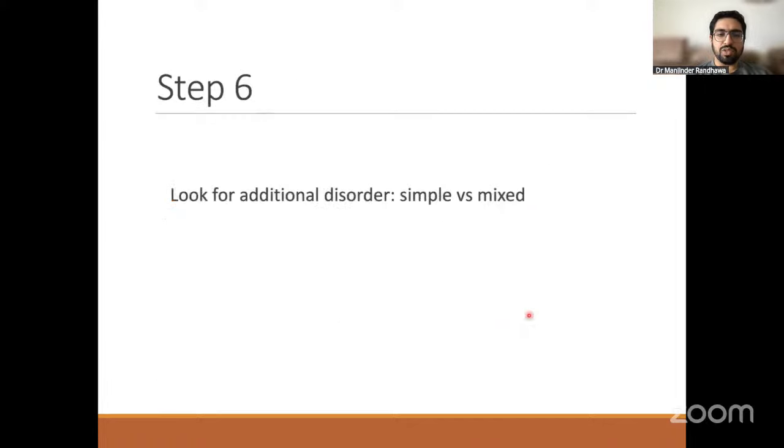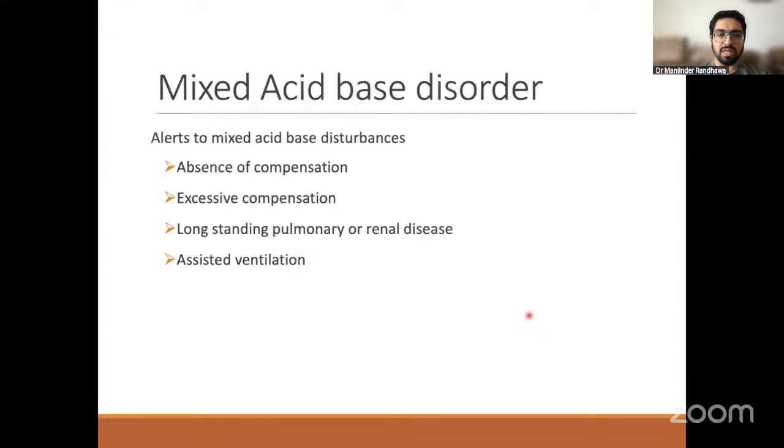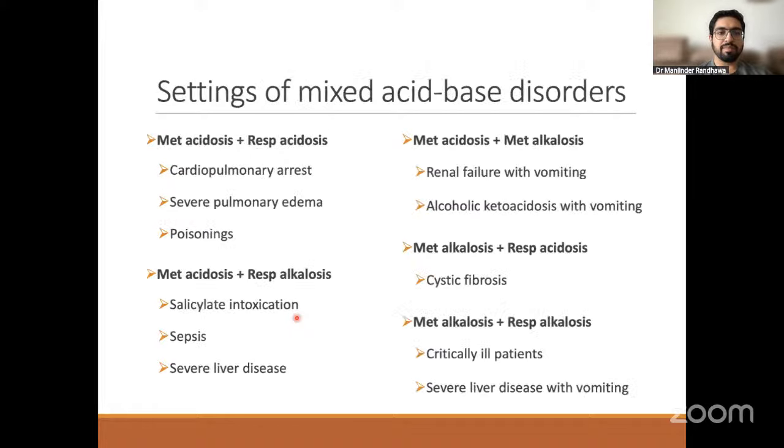So the next step is to see whether it's a simple or a mixed disorder. A mixed acid-base disorder occurs when there is absence of compensation or excess compensation. There is a problem in either the lung or the kidney, which is causing inappropriate or incomplete compensation, or you are altering this by assisting, by delivering mechanical ventilation, or you've given some fluids or something from outside, which is changing the acid-base balance of the body.